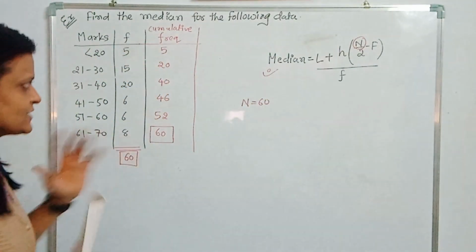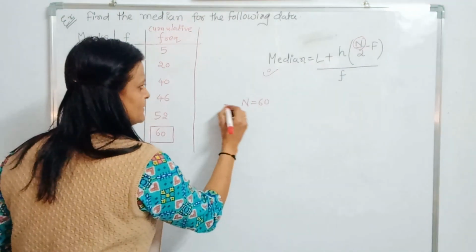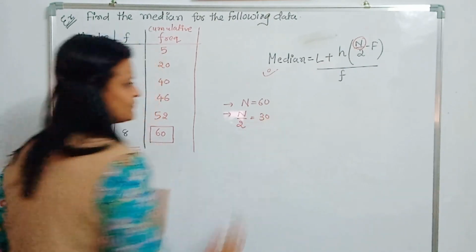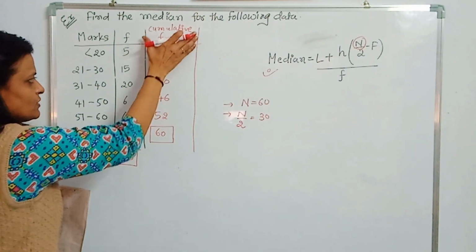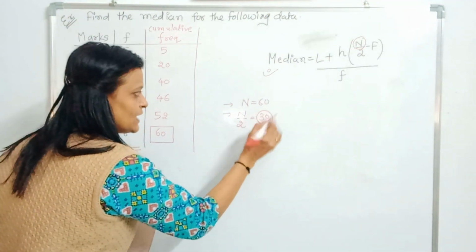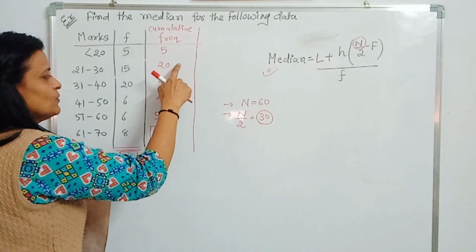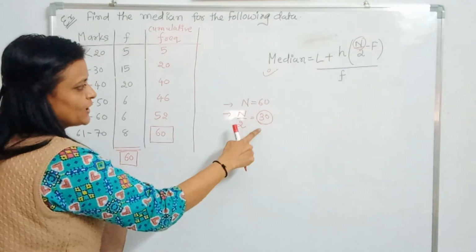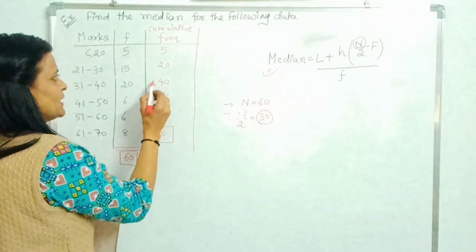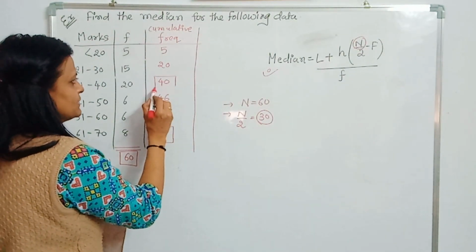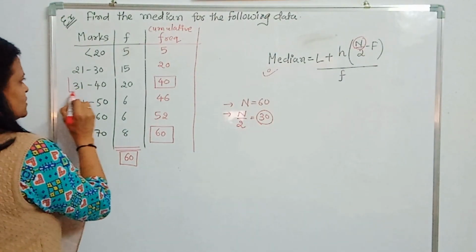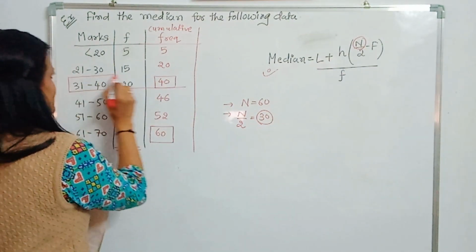Now what is the next step? Now we will find n by 2. We will get 30. Now check your third column of cumulative frequency and check where this 30 can be incorporated. In the first two cumulative frequencies, 30 cannot be incorporated because the values are less than 30. The 30 can be incorporated in the third row of the table, that is 40.